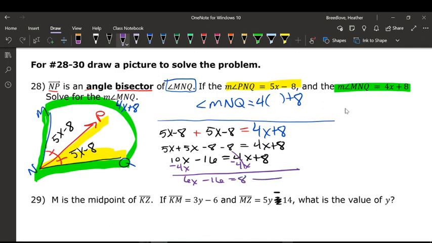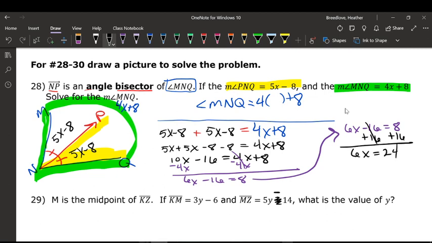And I've run out of space, so I'm going to bring it up here. 6x minus 16 equals 8. And then add the 16. So 6x equals 24. And then I can divide by 6. So x equals 4.